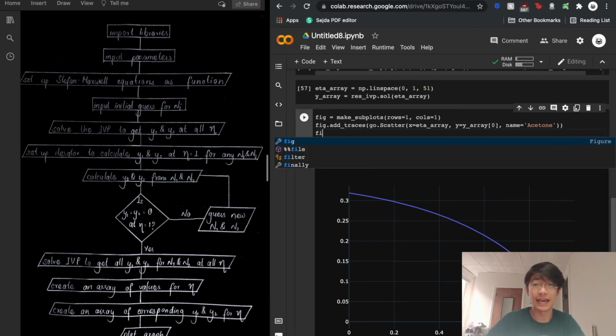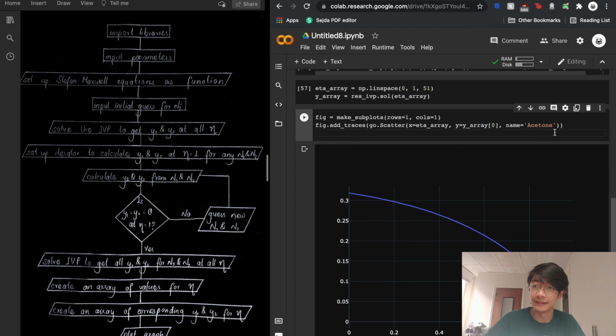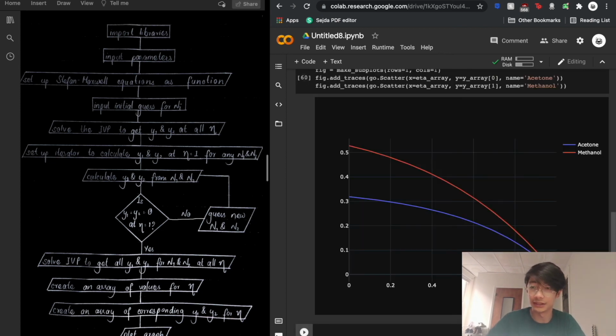And now let's add the methanol. So we're just going to copy and paste that, change that to the second element from inside the y_array, and the name should be methanol. Let's go ahead and see what that looks like. There we go, the red one's for methanol.